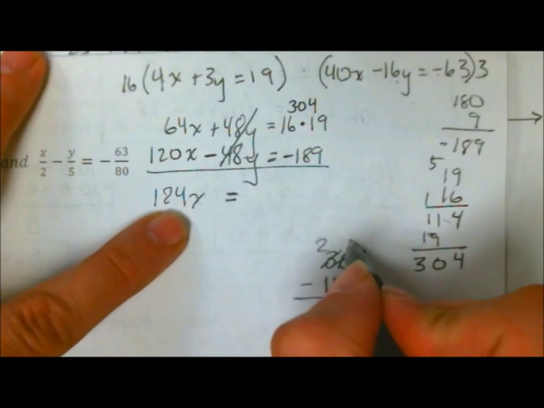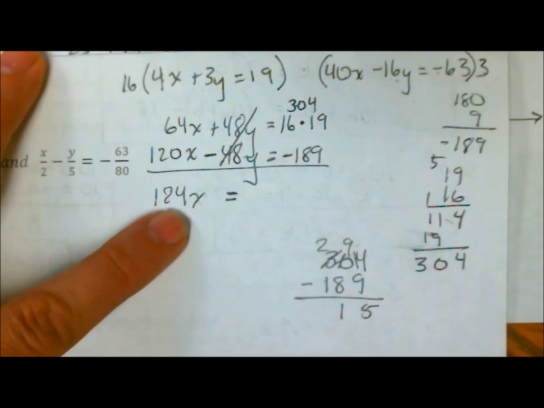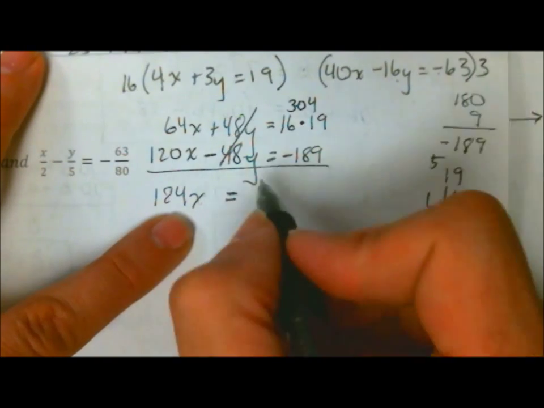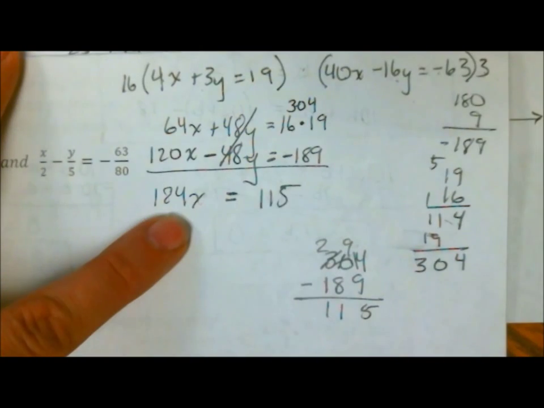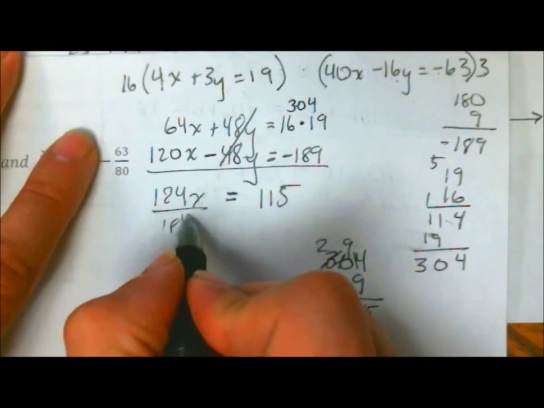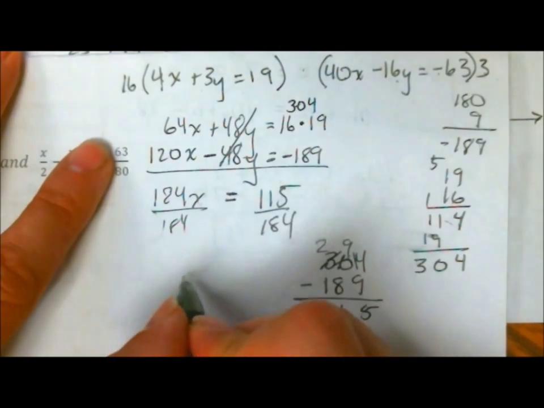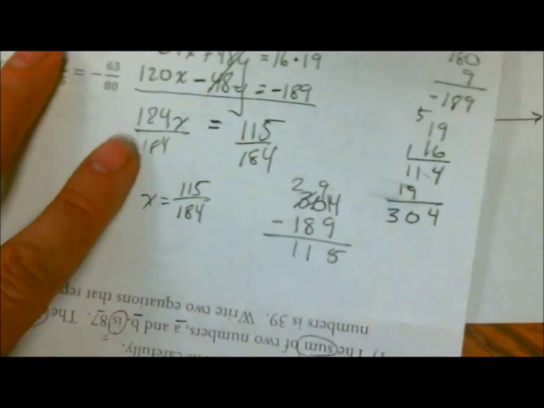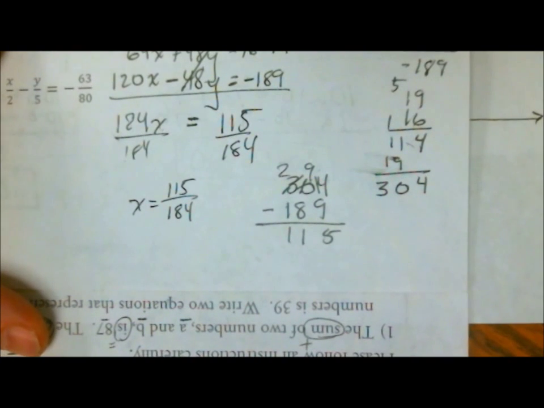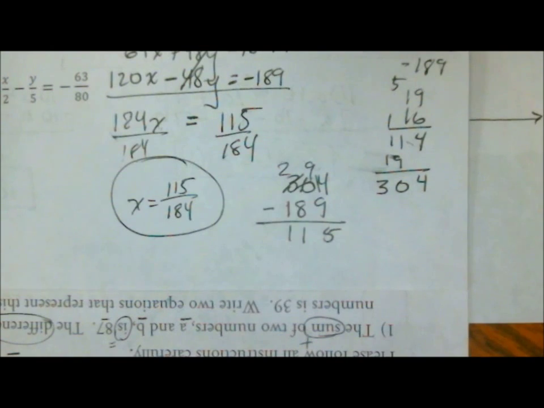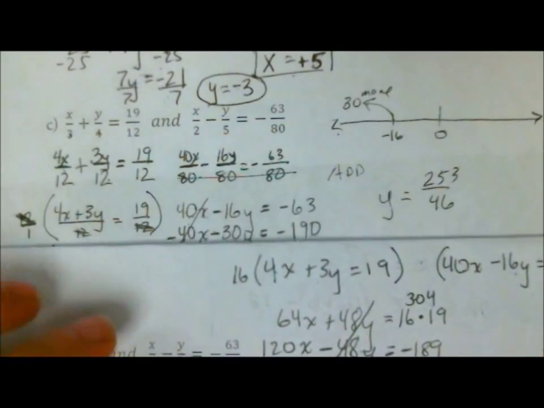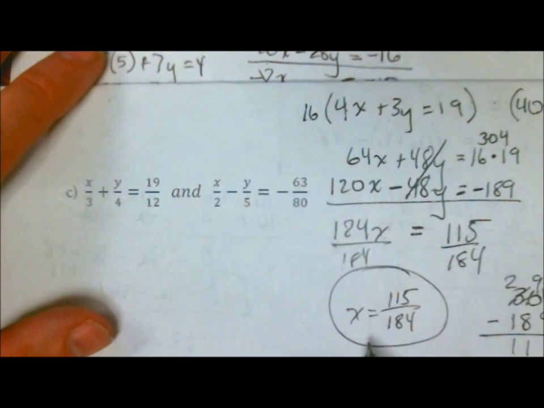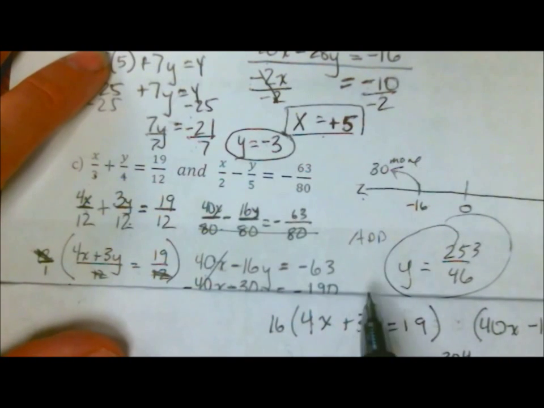So, that's 115. If I divide by 184, both sides, I get x equals 115 divided by 184. Ugh, well that doesn't look very fun either. But I have two values for y. So we have these two values that look really, really confusing. 115 over 184 and 253 over 46.